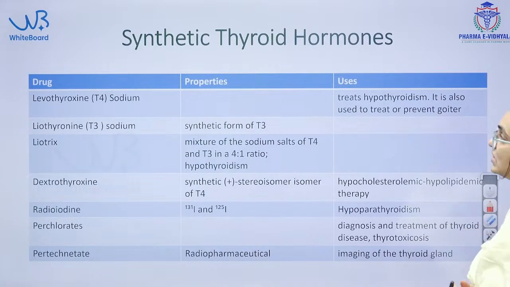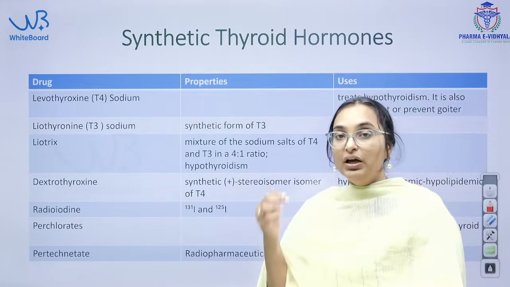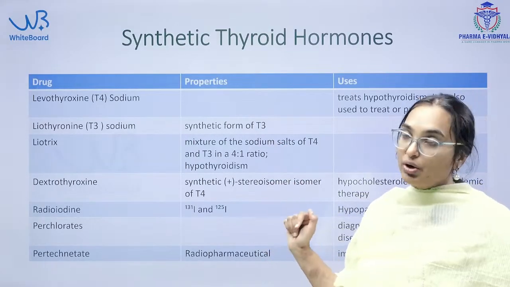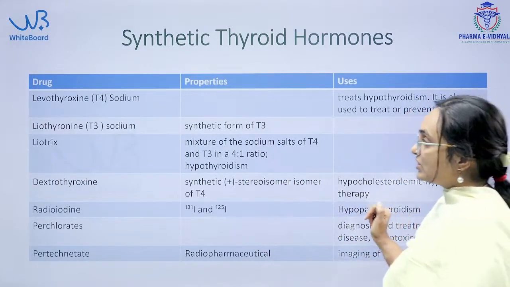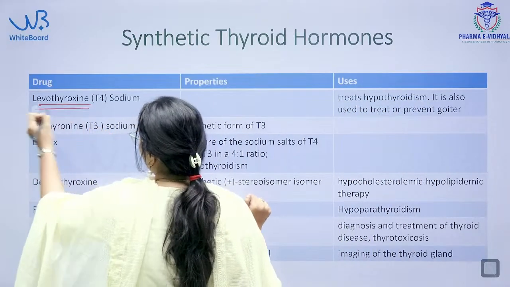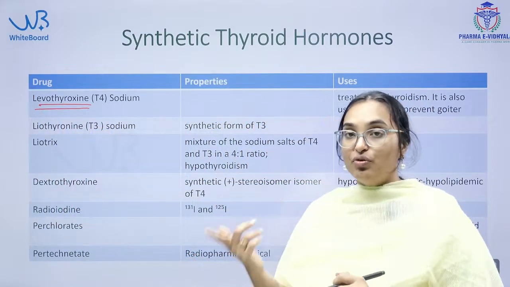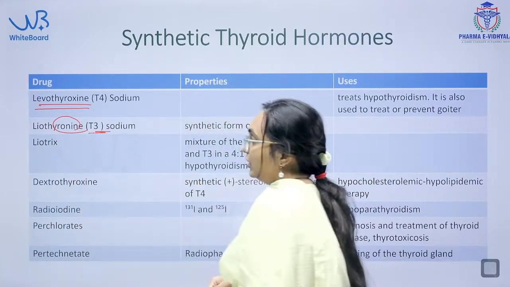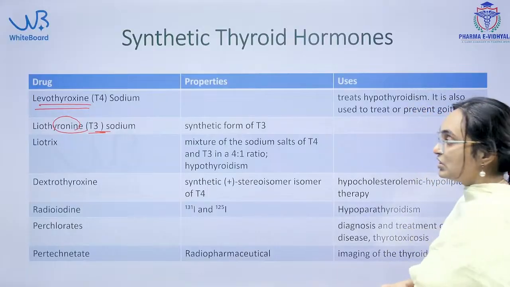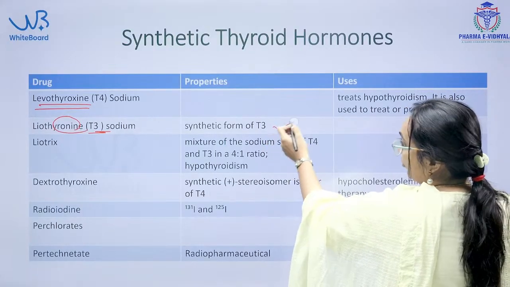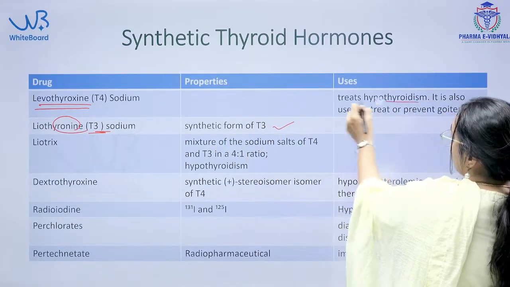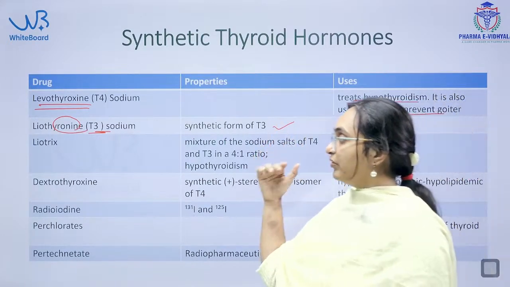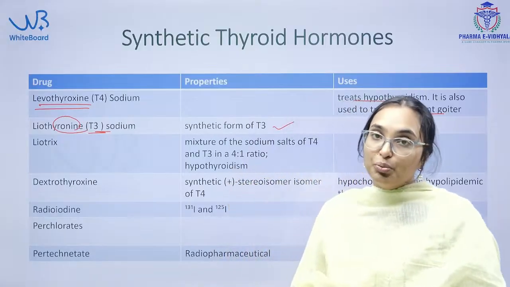Next, let us see some synthetic thyroid hormones which should be given during thyroid deficiency. These are the drugs used to treat hypothyroidism. The first drug is levothyroxine, which is nothing but T4. Liothyronine is T3. Levothyroxine is T4, and liothyronine is T3, a synthetic form of T3. Levothyroxine is used to treat hypothyroidism and is also used to prevent goiter. So these drugs are used to prevent goiter and to treat hypothyroidism.